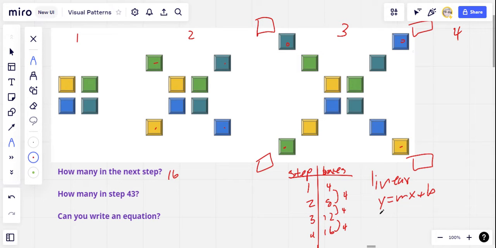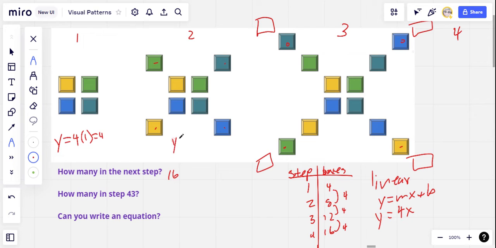The m is our rate of change in this pattern. So that's the 4, the difference in each step, that's our m. So y equals 4x, and then the plus b is there in case we need to add or subtract something to make it work out with what we actually have in the pattern. In this case, I think this is it, right? Because if you say y equals 4 times step 1, so we put in the step number for x, you would get 4, and that's how many squares there are here.